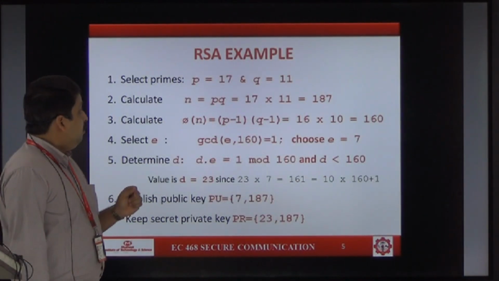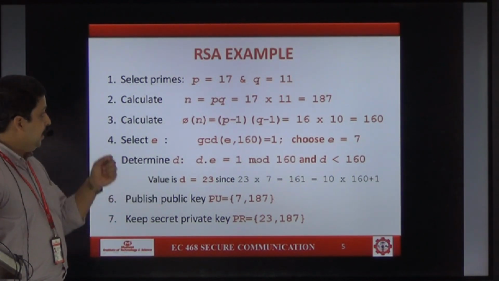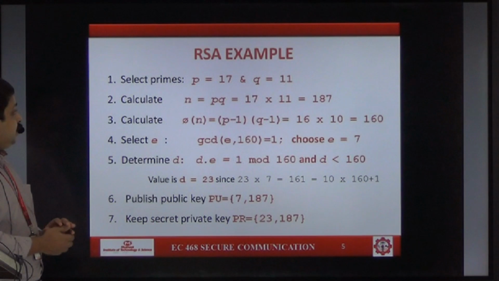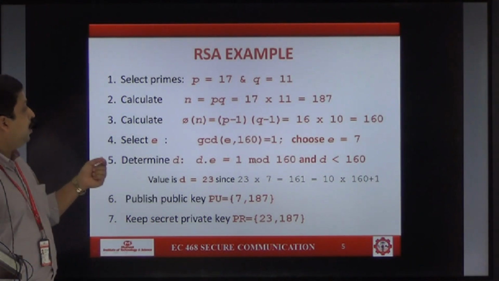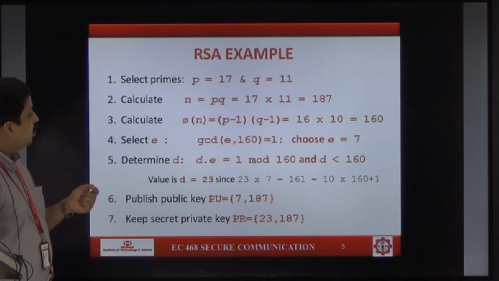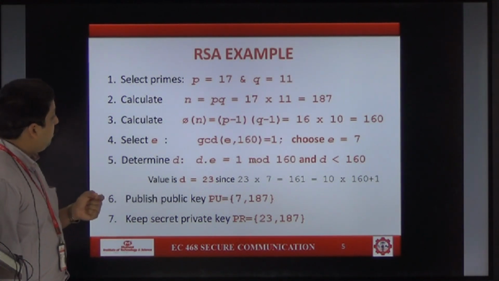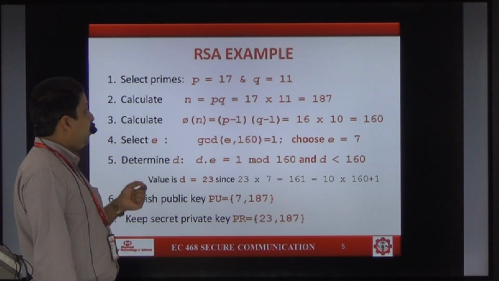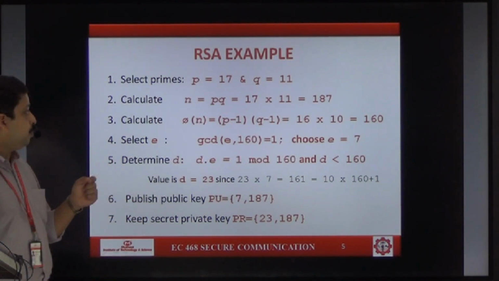Now we will go for an example. As I explained earlier, we will be selecting two values P and Q. For example, we will be using smaller values for ease of computation. Normally the values of P and Q will be very large. Now in this example, the values selected are P equal to 17 and Q equal to 11, two prime numbers.